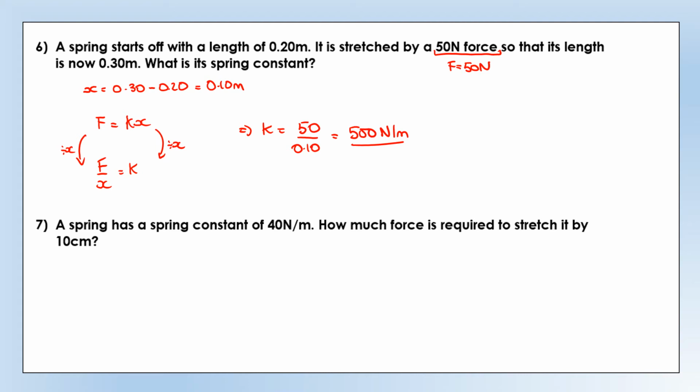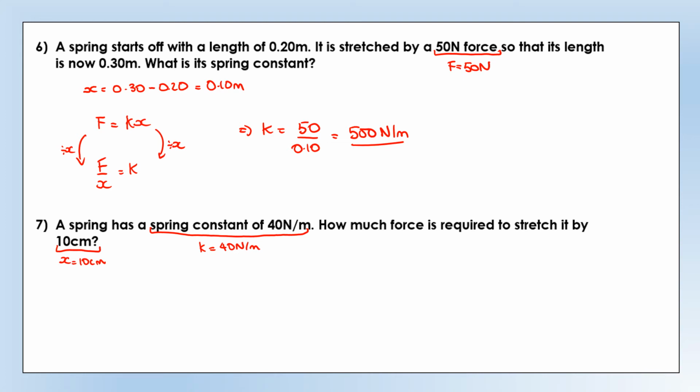Moving on to question 7. Again, there's a tricky little difficulty in here we have to address. So we've got a spring with spring constant of 40 newtons per meter. So that's K is 40. That's not a problem. How much force is required to stretch it by 10 centimeters? So that's x is 10 centimeters.